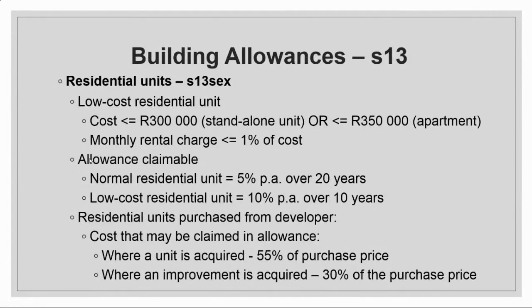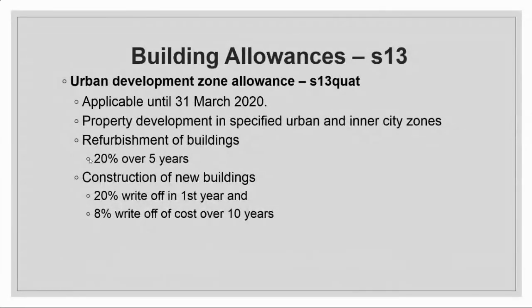So for low-cost residential units, you get a quicker write-off. Similarly, if you purchase it from a developer and it's new, you have to apply 55%. If it was improved, so it's second-hand, you apply the 30%, similar to the other building allowances.